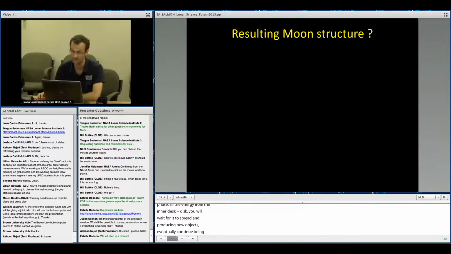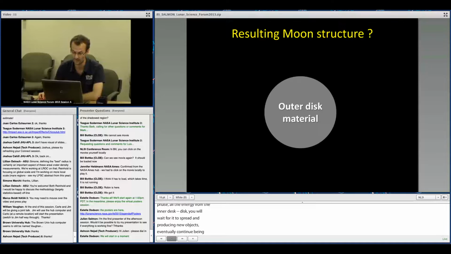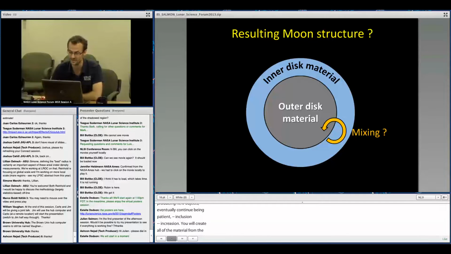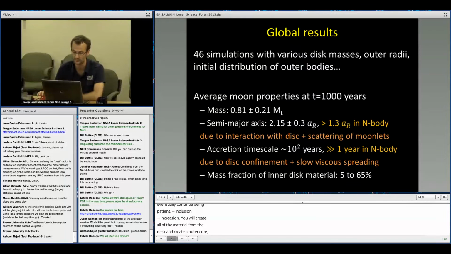So what would be the resulting moon structure for such an accretion process? Well, first of all, you're going to accrete all the material from the outer disk and form a sort of lunar core and pile up on top of it all the material from the inner disk. The obvious question after that is the amount of mixing that you would later get between those two layers.